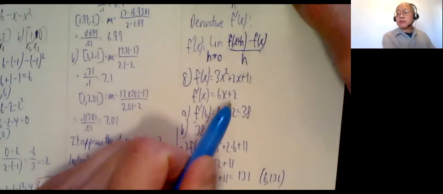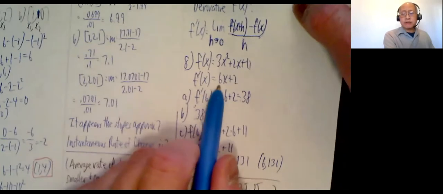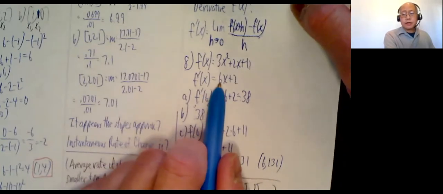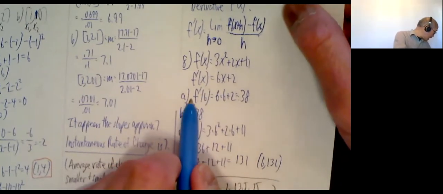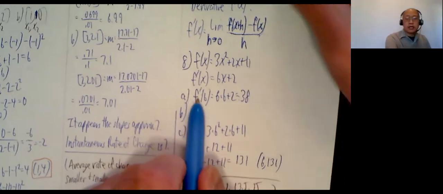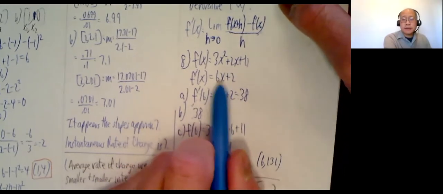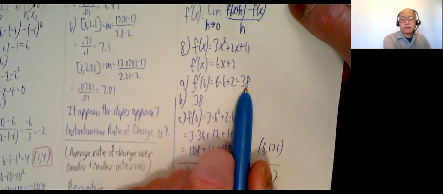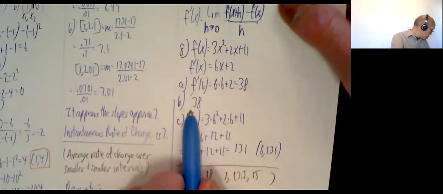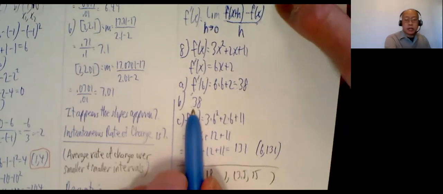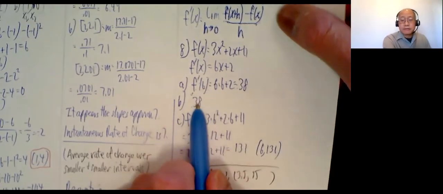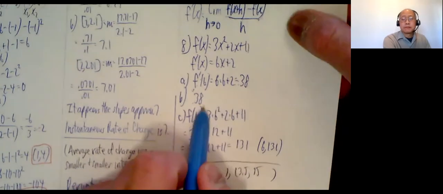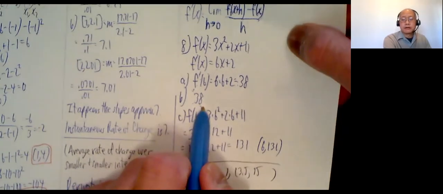All right, so they already tell me this is the derivative. So A, whatever language they said, instantaneous rate of change, plug in 6. 6 times 6 plus 2, 38. B, slope of the tangent, automatically it's 38. It's the exact same answer. We already said that.